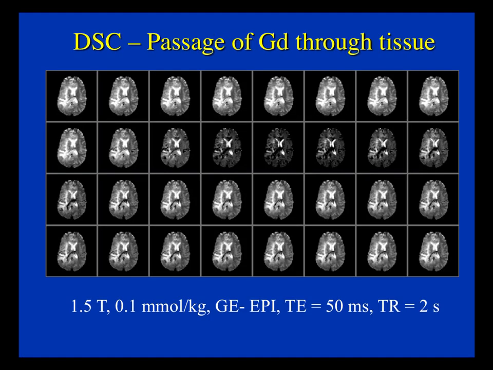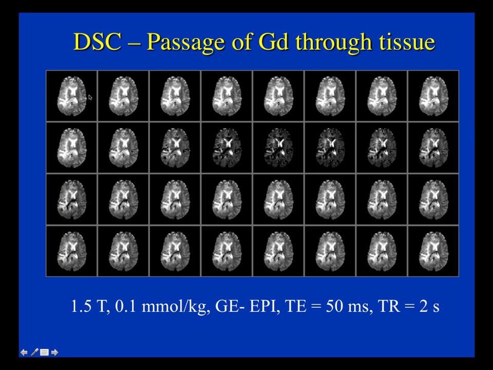EPI. So here's an example of a series of images acquired while the gadolinium is passing through the brain. These images were acquired with gradient echo echoplanar imaging at TE of 50 milliseconds. This is 1.5T images. So you can see at the top row, this is the baseline condition. We have high signal throughout this slice.